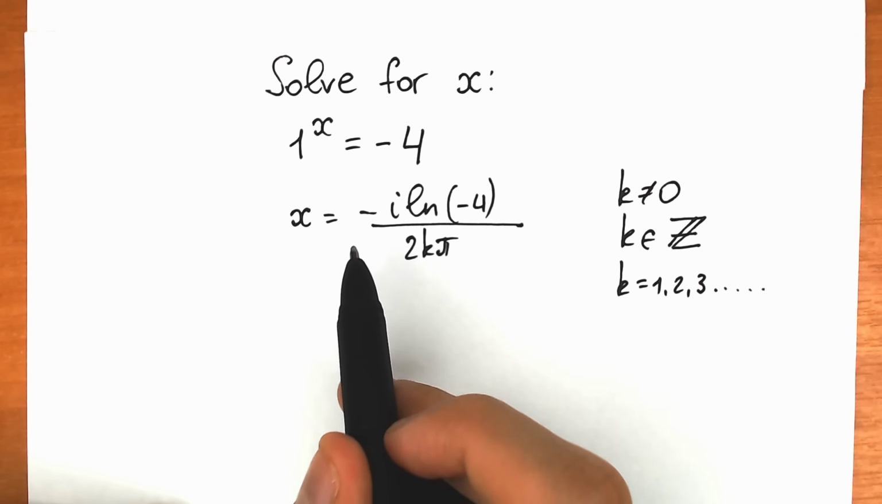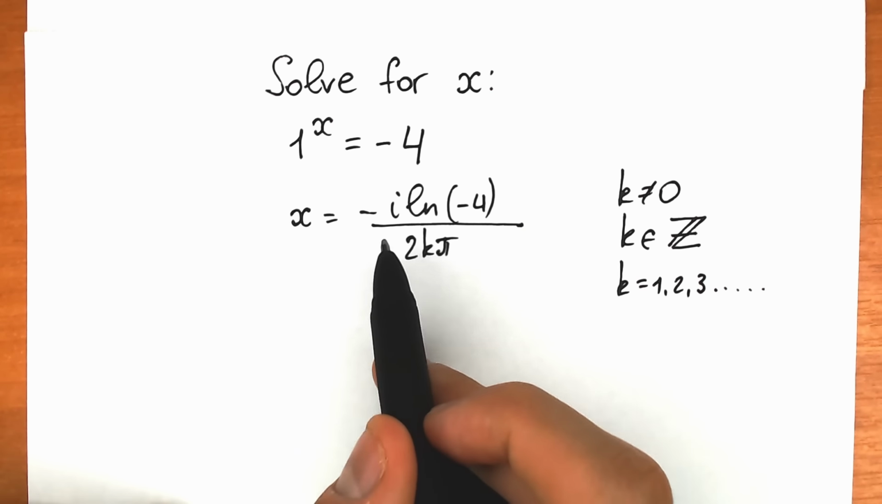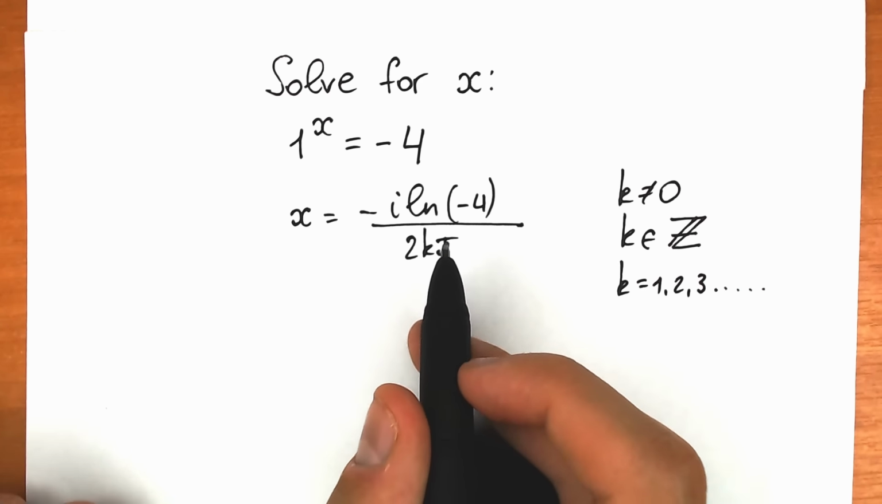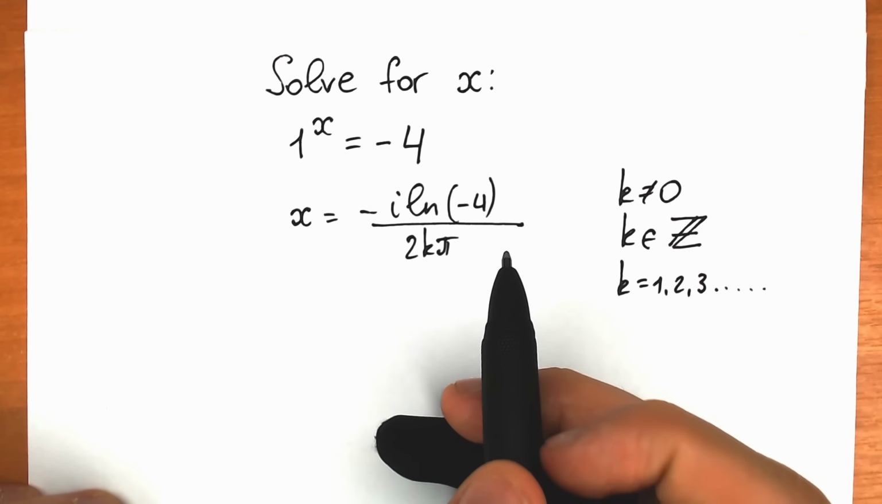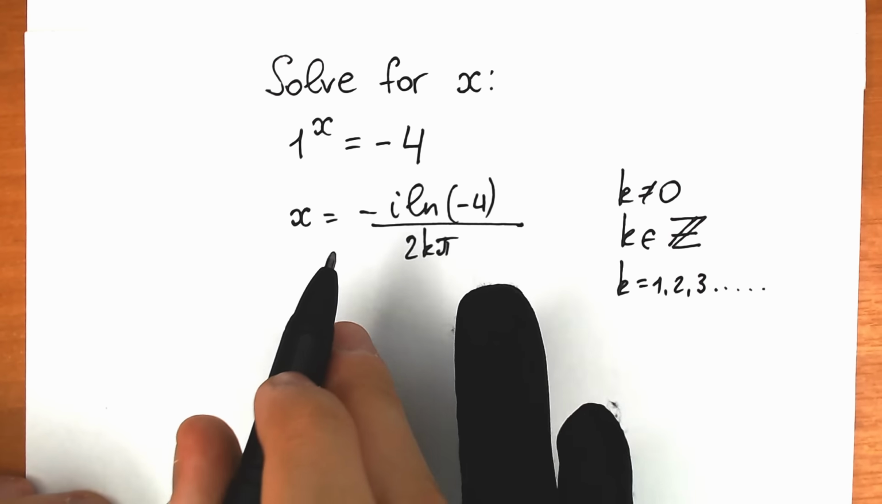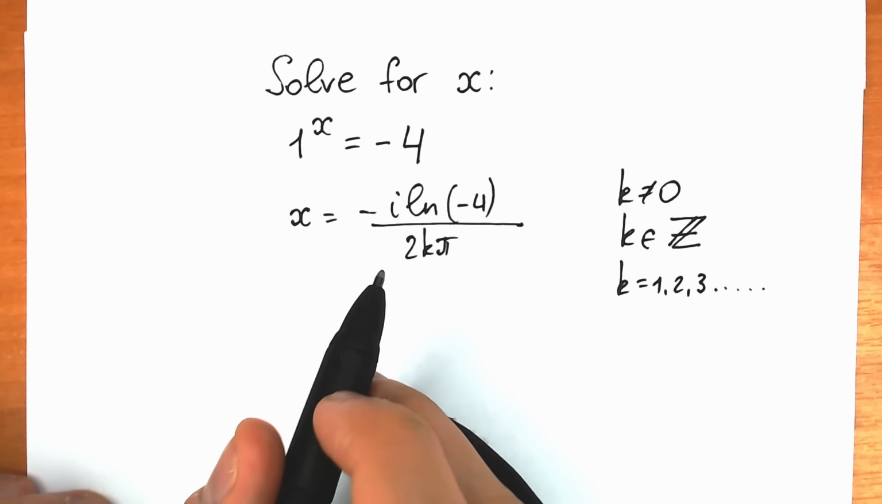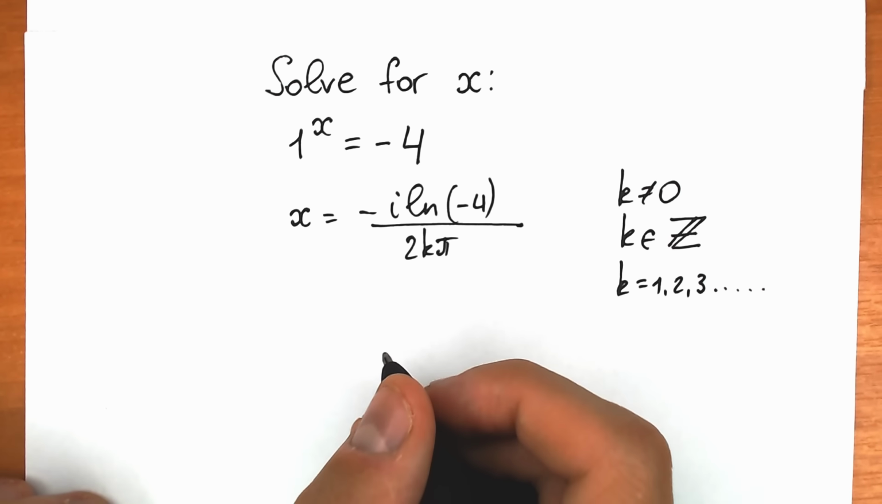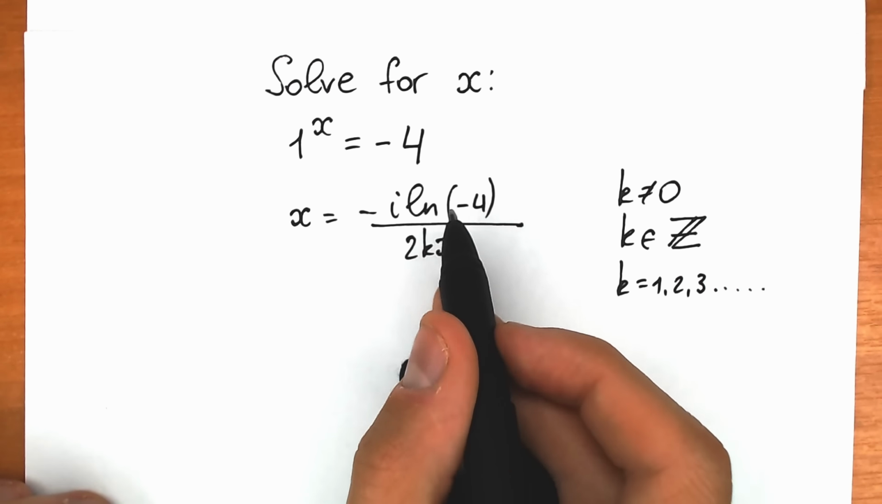We know our x equals minus i natural log of minus 4 all over 2k pi. And right now, as I told before, we're going to rewrite this natural log of minus 4 in terms of complex numbers, because in terms of real numbers we can't simplify this natural log of minus 4. It is not possible; the natural log function cannot take a negative argument here.